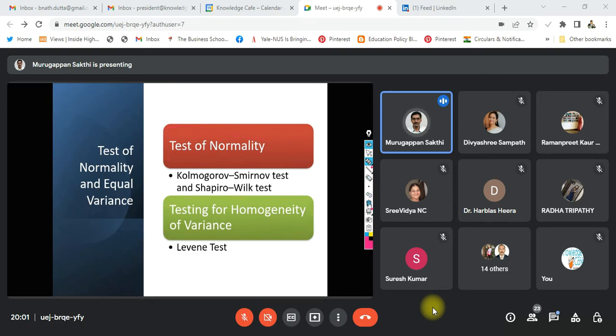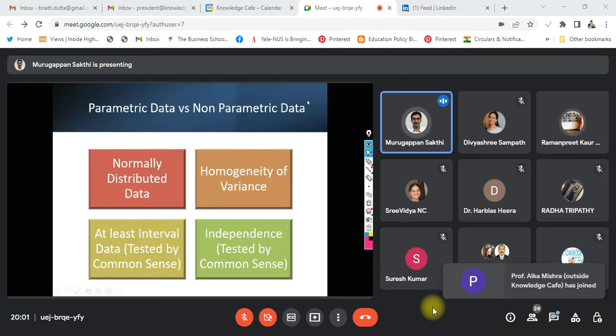Right. I'm stopping my lecture here, and I'm waiting for the questions from your end. Are all of you comfortable with the conditions? What are the 4 conditions? Normally distributed data, homogeneity of variance, at least interval data, preferably ratio data, and completely random selection. Each and every element in the population should have an equal chance of getting selected. And all the 4 conditions have been fulfilled.